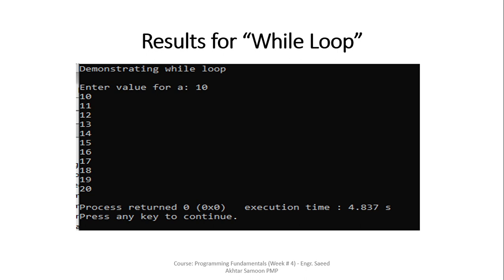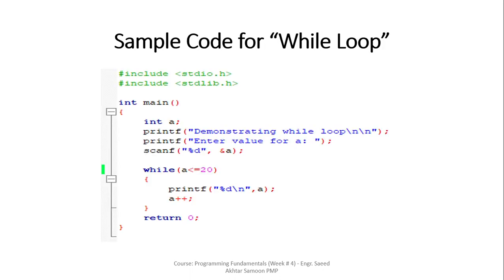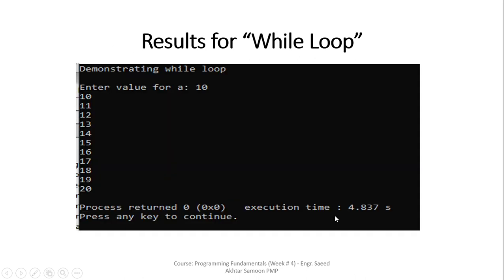Enter the value of first. It says demonstrating the while loop, that is coming from the first printf statement. Then it is asking for an input, enter the value of A. The user provided 10, so it will start with 10 and then make all the iterations until it reaches 20, because the previous slide says while A is less than or equal to 20. So this is from where it is coming.